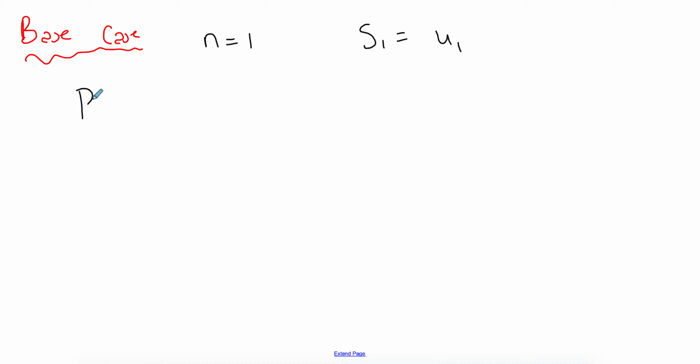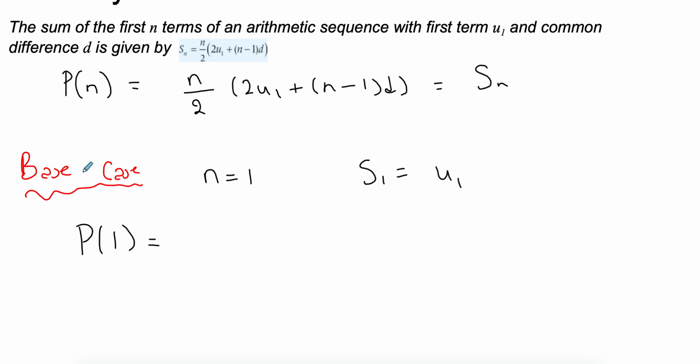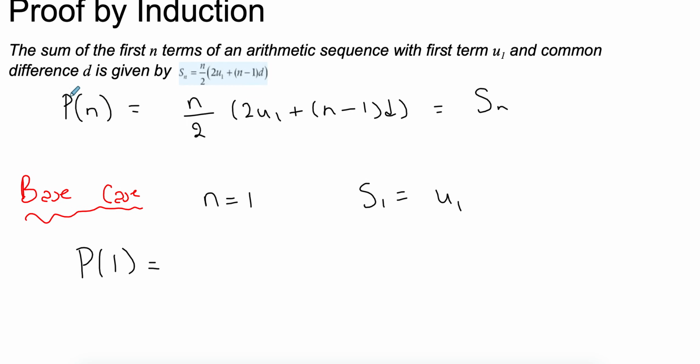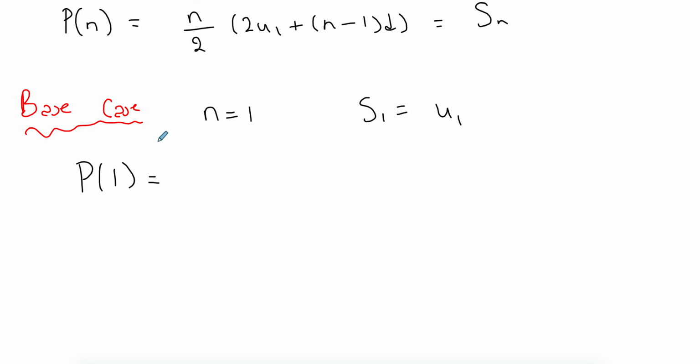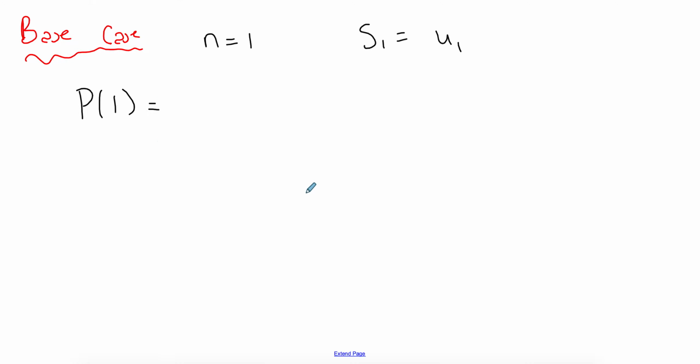So let's try P of 1. The reason I'm using P is because some books by convention use P to define the thing you want to prove. So I'm going to stick with that notation.